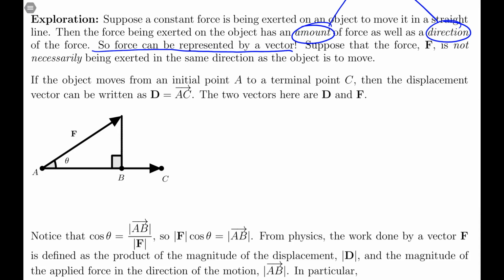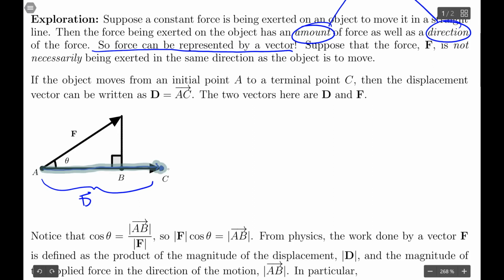So let's say we have an object, and it's moving from an initial point A. So here's A. And it's being moved to a terminal point C. Here's C way over here on the right. Then we're trying to move this object from the left to the right. There's our arrow. Then we can actually represent this motion with a displacement vector. This displacement vector we can give a name. We will call it D. So this vector D is the vector that starts at A and goes all the way to C. There is an arrow drawn here, so I'm going to go ahead and erase these blue marks. D is the directed vector from A to C.